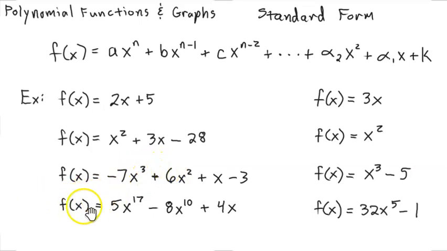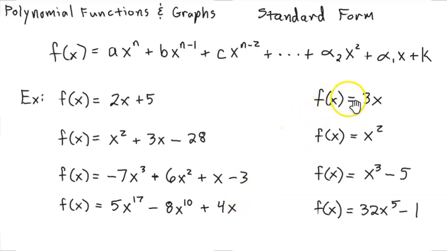Here's another example of a polynomial function, 5x to the 17th power minus 8x to the 10th power plus 4x. And this is x to the first power. Now notice we skipped a bunch of powers. We don't have x to the 15th or the 16th or the 14th, and that's okay. It'll still be a polynomial function even if you skip over powers. Okay. It also doesn't have to have a constant. Some polynomials don't have constants at all.